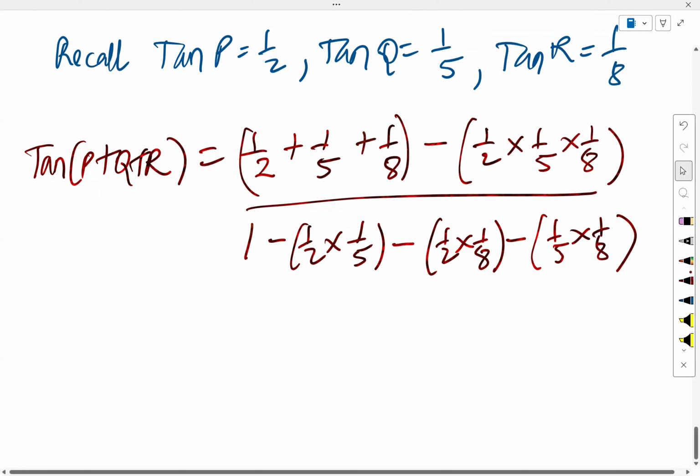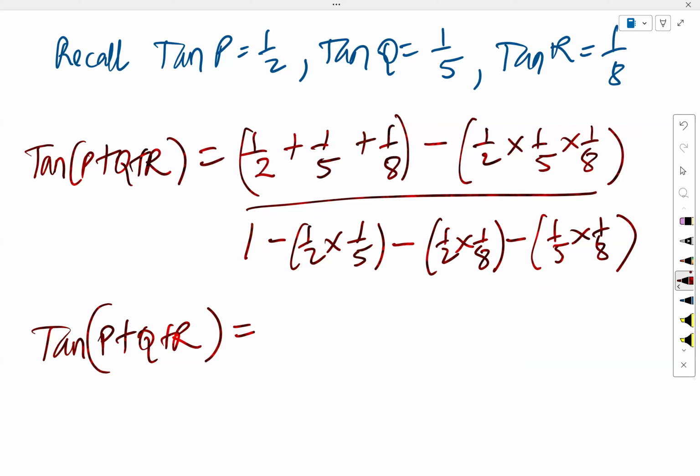So that means that tan P plus Q plus R now is equal to, if we add up all of these things, the LCM of 2, 5, and 8 seems to be 40. I believe that's 40. So 2 in 40 is 20, 20 times 1, you have that. 5 in 40, that's 8 times 1, 8. 8 in 40, that's 5 there.